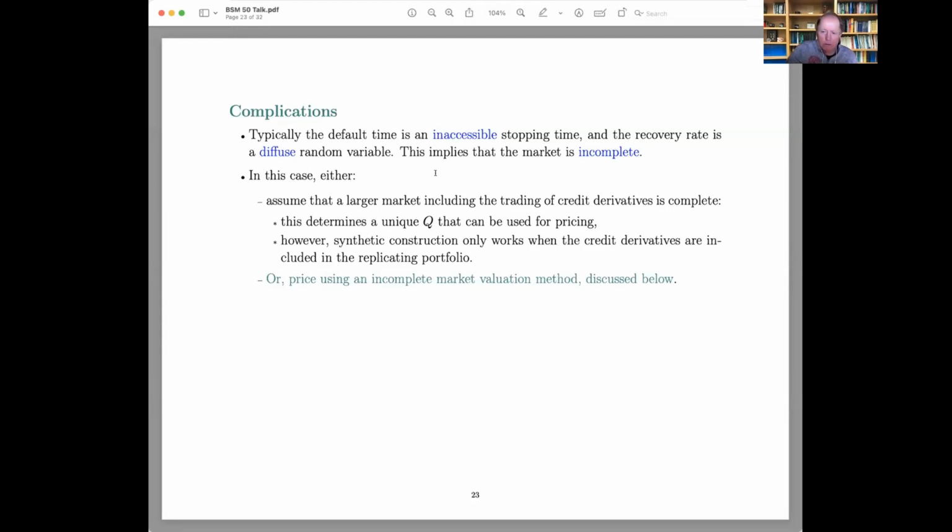And there are two ways one can finesse this complication. One is to assume trading in the credit derivatives themselves, and the inclusion of them may then complete the market. And if that's true, then we get unique pricing, risk neutral valuation comes back alive, and synthetic construction works, but however, now you have to trade in the credit derivatives as well. Now, if that finesse doesn't work, then you're in an incomplete market. And I'll be talking about how you price in an incomplete market below.